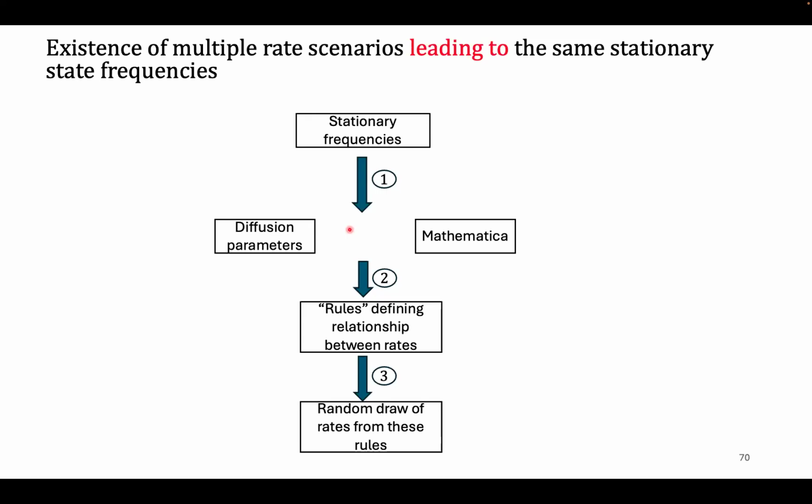So you start from the stationary frequency, you can get the rates that correspond to the stationary frequency, but you can also go backwards. Start from the rate values, you can get a theoretical stationary frequency out of these rates. So this is like a projection mapping from stationary frequencies to the rates relationship that you hope to see.